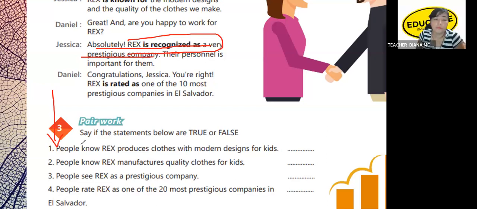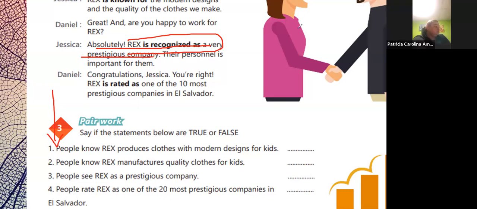No who. Maybe for kids, maybe for young people, people in general, just for customers. We don't know who recognized the company. That is Rex, the company. The important thing is that the company is recognized. So the action is the important part in this structure. So we can omit, let's say, the person who does the action. Let me show you more examples.